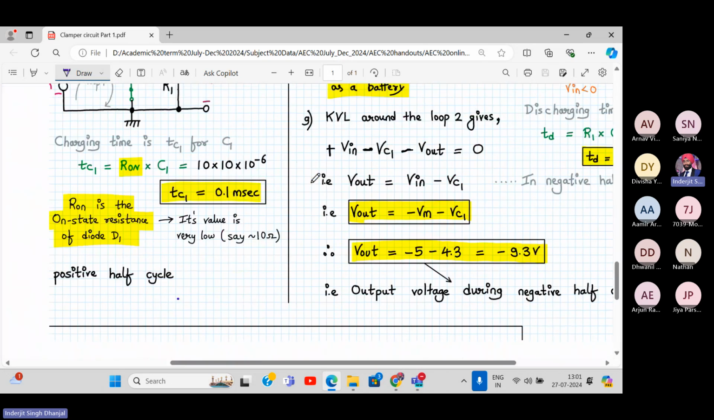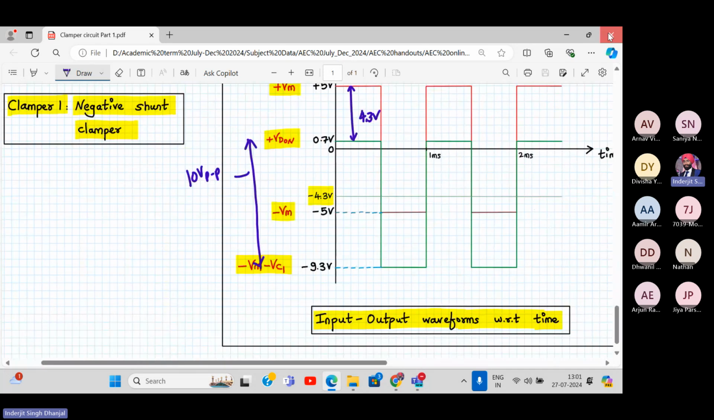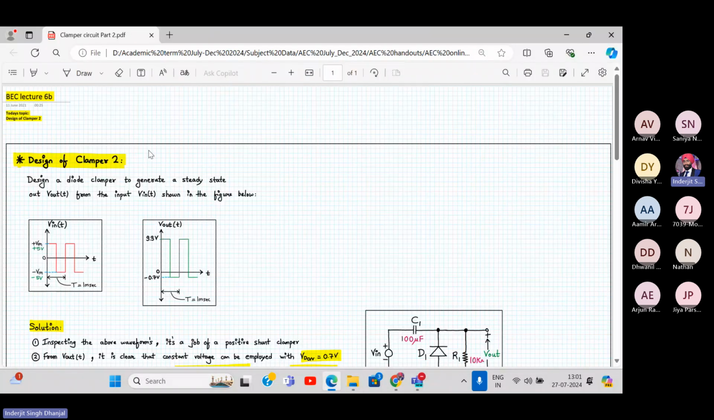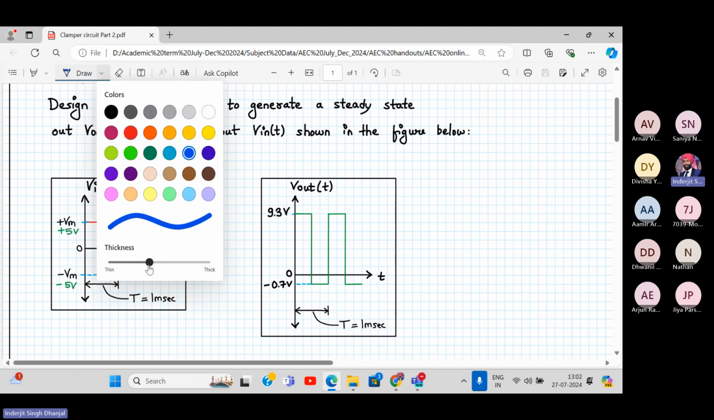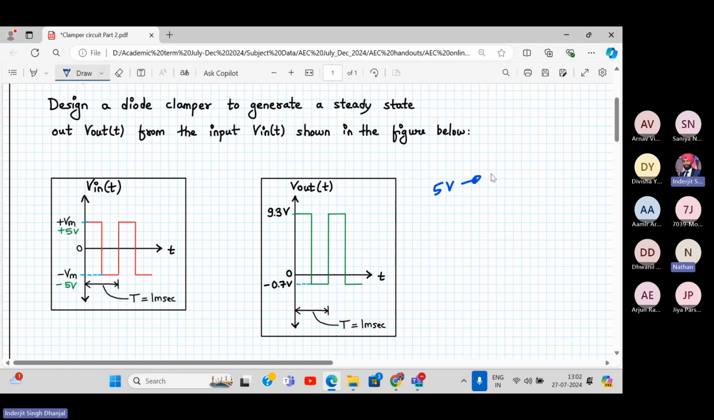Easy. Let's finish off the other circuits also within 5 minutes. Clamper circuit number 2. Let's say that we have to design a diode clamper to generate a waveform such that it goes up. So from plus 5 it goes to 9.3. So how much is the shift above? From 5 to 9.3, so how much is the shift? 4.3. Yes. So my DC level of my output should be 4.3. And from minus 5 it is going to minus 0.7. So again, 4.3 volts shifting above.